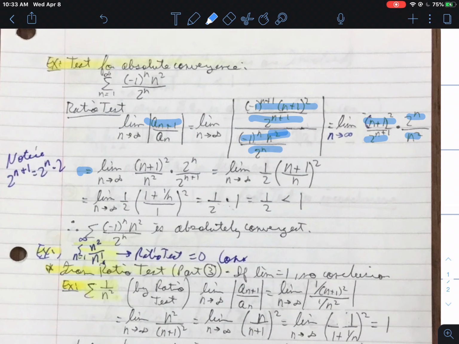Now that leads us to the next statement, which said that this is equal to the limit as n approaches infinity of 1/2 times n plus 1 squared over n squared. Now where did all that come from? Well, first of all, notice over here to the left, 2 to the n plus 1 power. That's equal to 2 to the nth power times 2. All right. If I pull off one of the 2's, I'm left with 2 to the nth power. So 2 to the n plus 1 is equal to 2 to the n times 2.